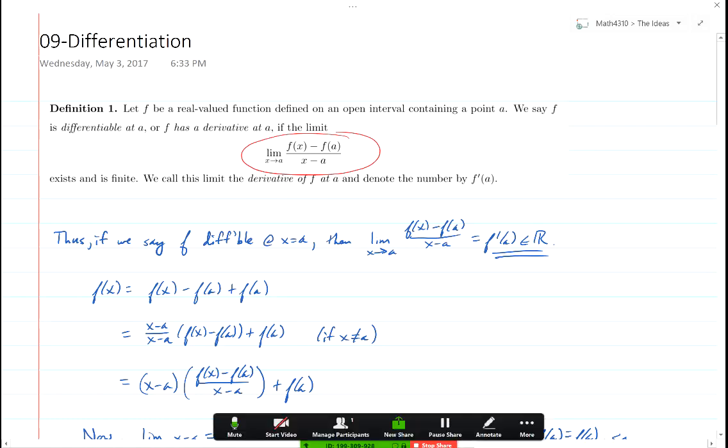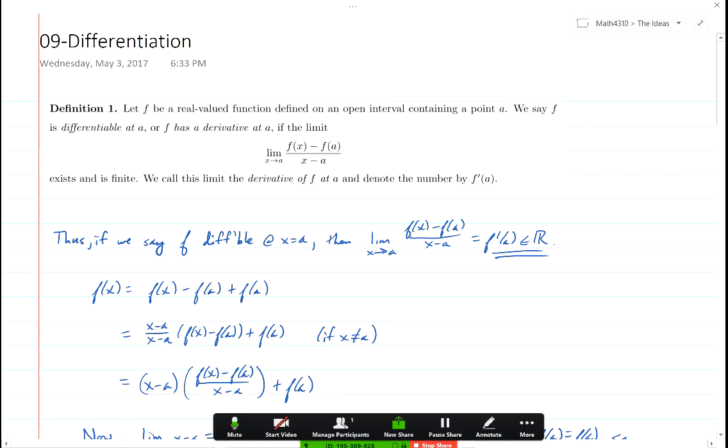In calculus, you might have seen this in terms of a limit as h goes to 0 of f of a plus h minus f of a over h. You can show that this is completely equivalent to the other form by doing a change of variables where you let h equal x minus a. But that doesn't really matter, so we're not going to dwell on this.